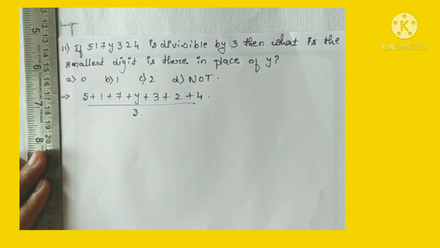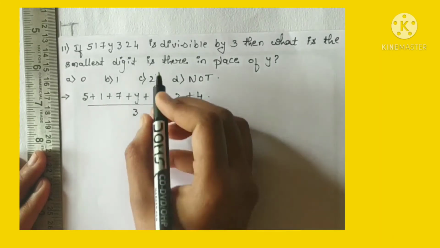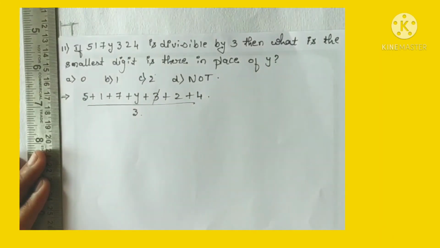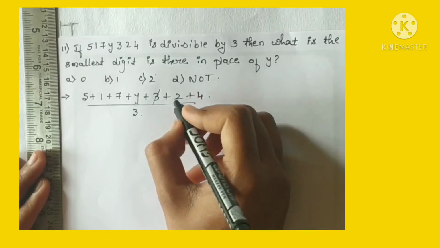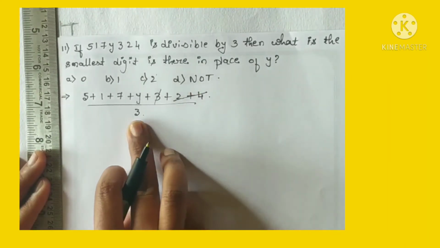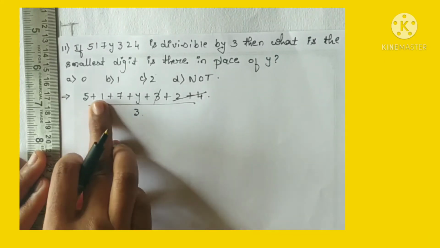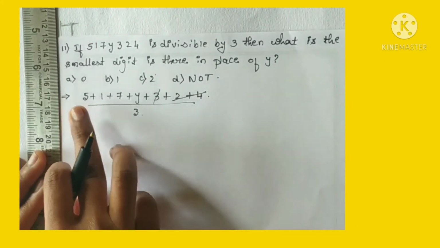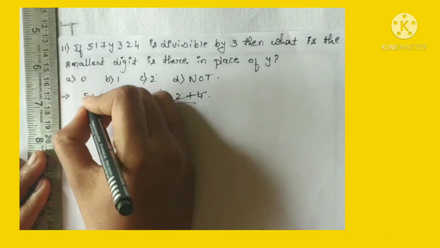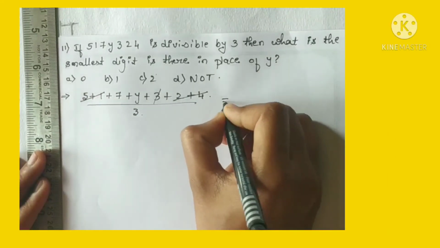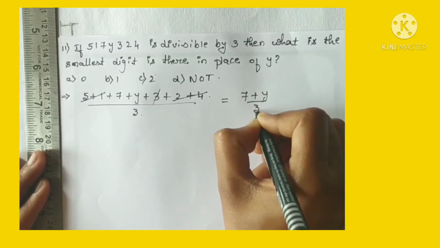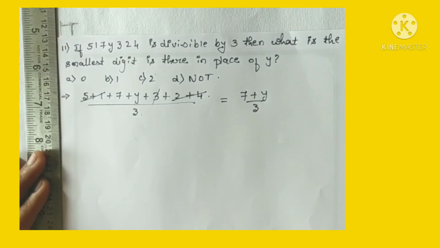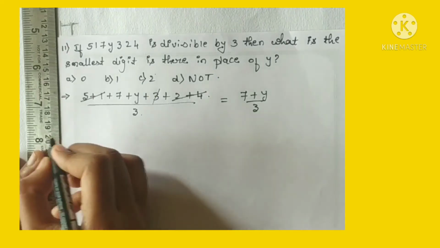Now I directly cut off the numbers which are divisible by 3. 3 is divisible by 3. Then 2 plus 4 is equal to 6, which is also divisible by 3. Then 5 plus 1 is equal to 6, also divisible by 3, so this is also cut off. Here the remaining is 7 plus y divisible by 3.